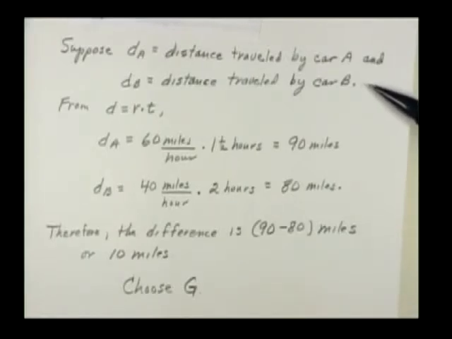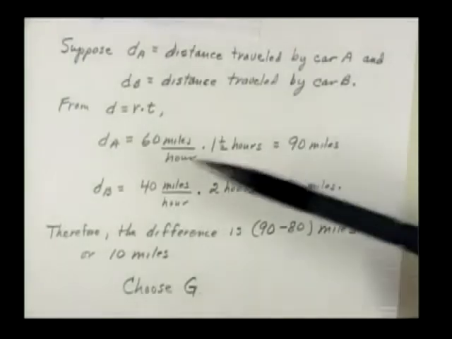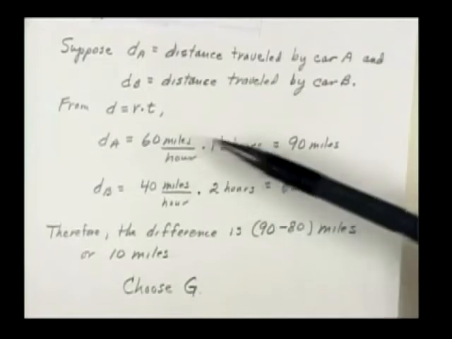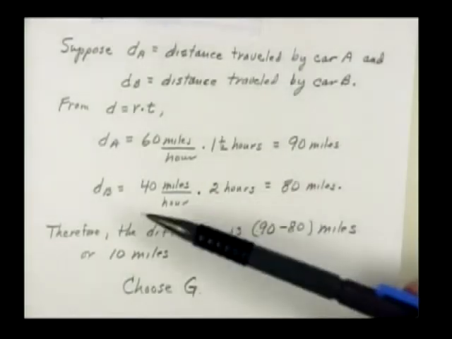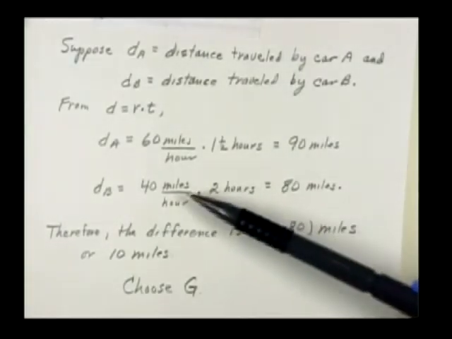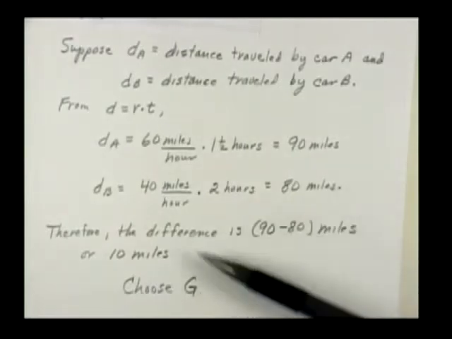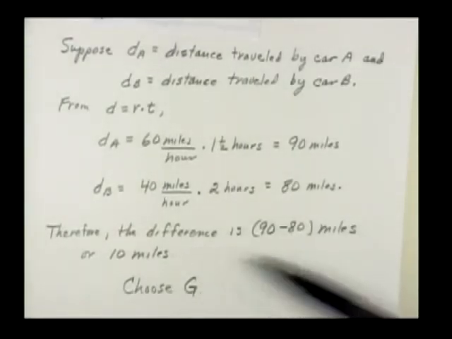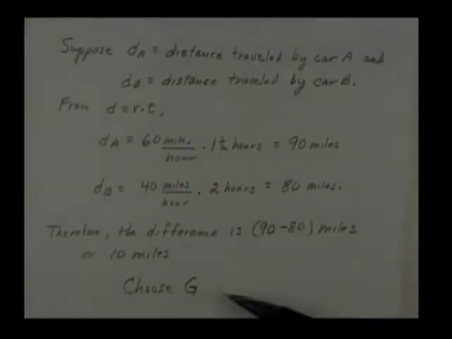traveled by car B. From the formula distance equals rate times time, distance D sub A equals 60 miles per hour times 1.5 hours, or 90 miles. The distance traveled by car B is 40 miles per hour times 2 hours, or 80 miles. Therefore, the difference is 90 minus 80 miles, or 10 miles. Choose G.